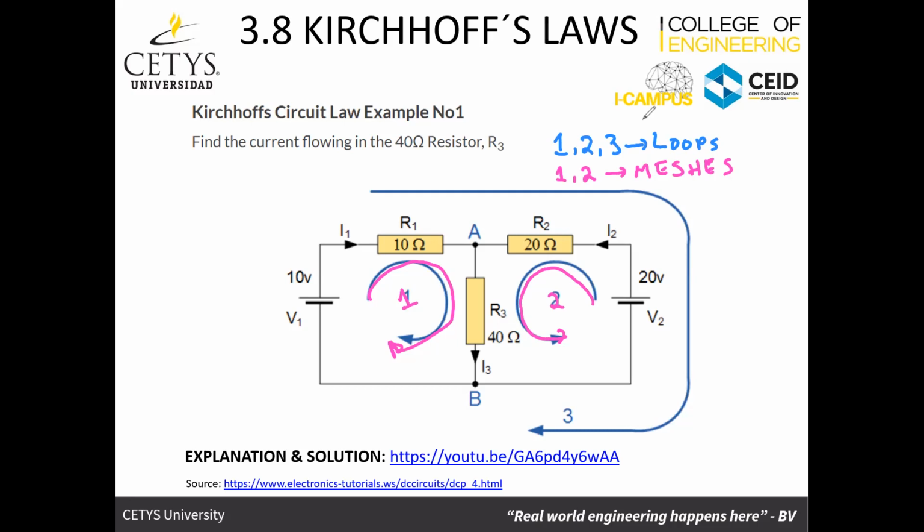Kirchhoff's laws are basically, remember that there are 2 laws: the voltage law and the current law. The current law, which is the first Kirchhoff law, says that if I have a node, anything that goes in has to be equal to what comes out. So currents going in have to be equal to currents going out. Okay.